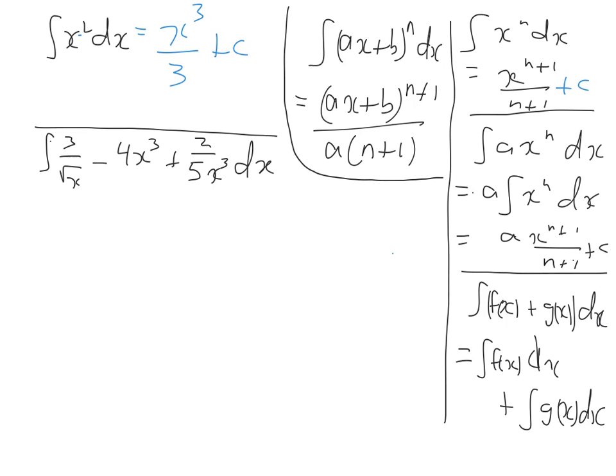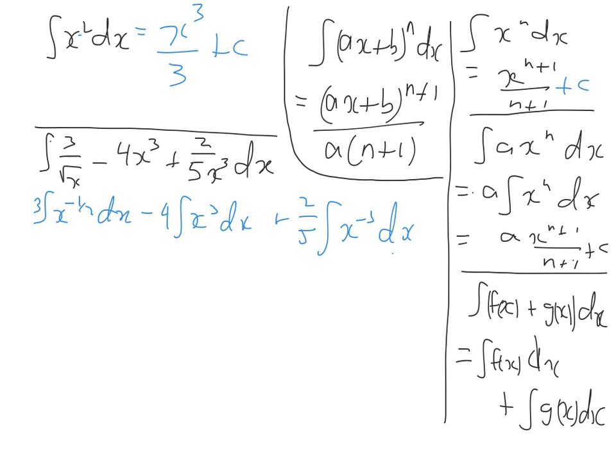So we can break this up as 3. Now once again, our constants come out the front, so this 3 can come out the front, and we've got x to the power of negative 1 over 2 dx. Now minus 4x cubed dx plus 2 over 5 x to the negative 3 dx. And from there it makes this whole adding of powers a lot simpler to work with.